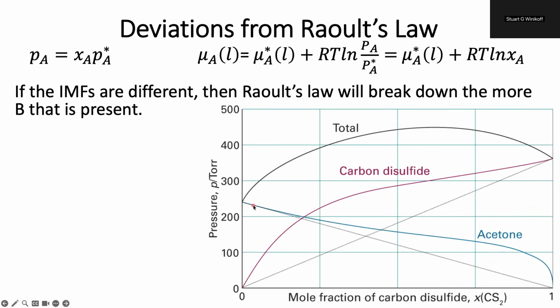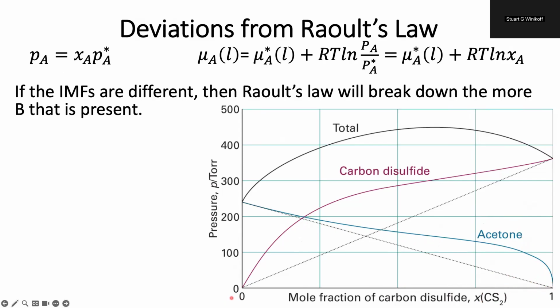Adding a little bit of carbon disulfide doesn't change the intermolecular forces of acetone that much. But the more of that carbon disulfide I add, the more I disrupt the intermolecular forces and the more I tend to deviate from Raoult's law. By the time I'm mostly carbon disulfide, the vapor pressure of acetone is very dissimilar to what I'd expect from Raoult's law, until by definition it has to go to 0.